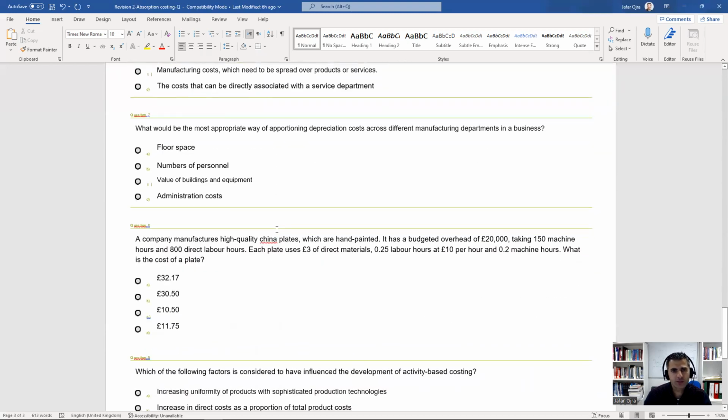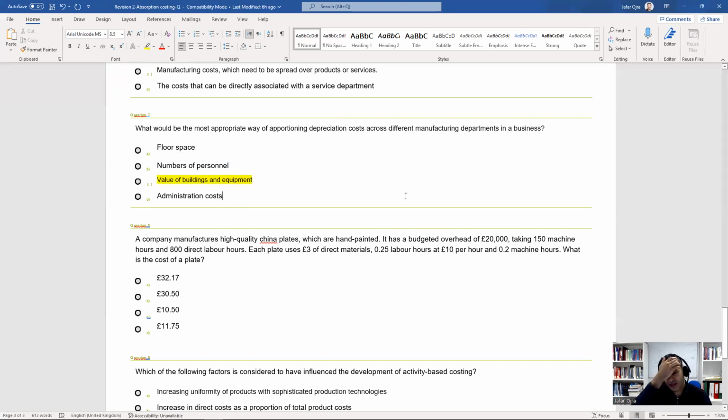What would be the most appropriate way of approaching depreciation across different manufacturing departments in a business? There is no right or wrong answer, but usually depreciation is apportioned using the value of the building and equipment. So, using the net book value.